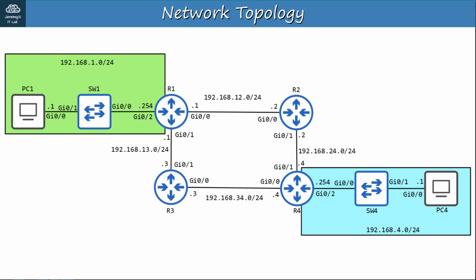R1, R2, and R4 all have routes to the 192.168.4.0/24 network. However, to send a reply back, PC4 sends packets with a source address of 192.168.4.1 and a destination address of 192.168.1.1. Can you see the problem? R4 and R2 have no route to reach the 192.168.1.0/24 network. R1 can reach it, of course, since it's a connected network, but let's take a quick look at the routing table of R2 and R4 again.